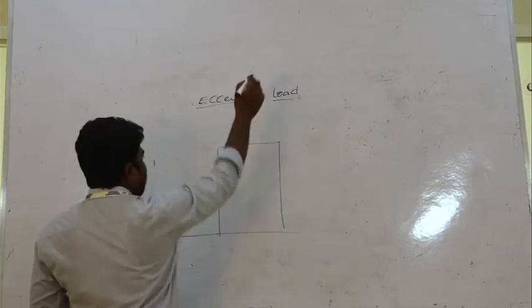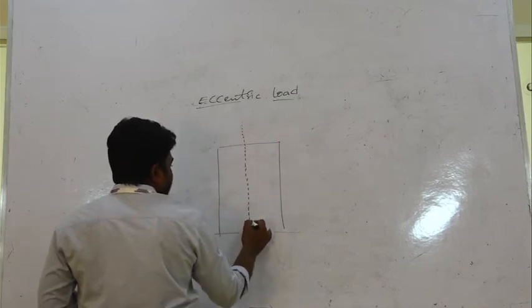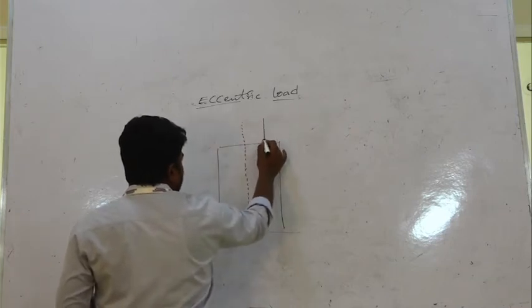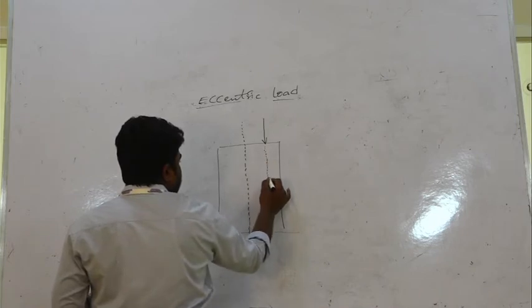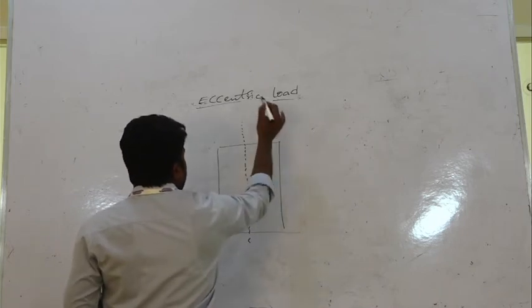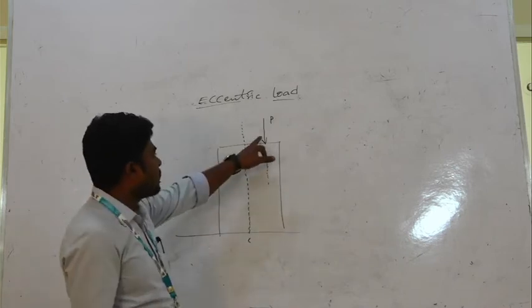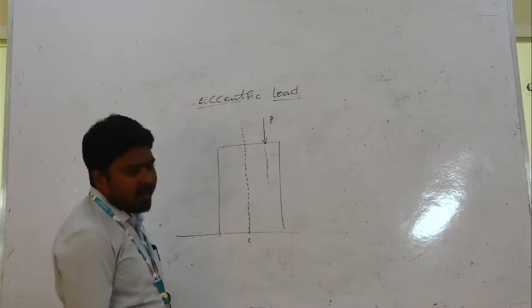This is a column. This is the axis of the member. This is the load, and the line of action of the load is in this direction. The line of action of the load does not coincide with the axis of the member. It is called an eccentric load.